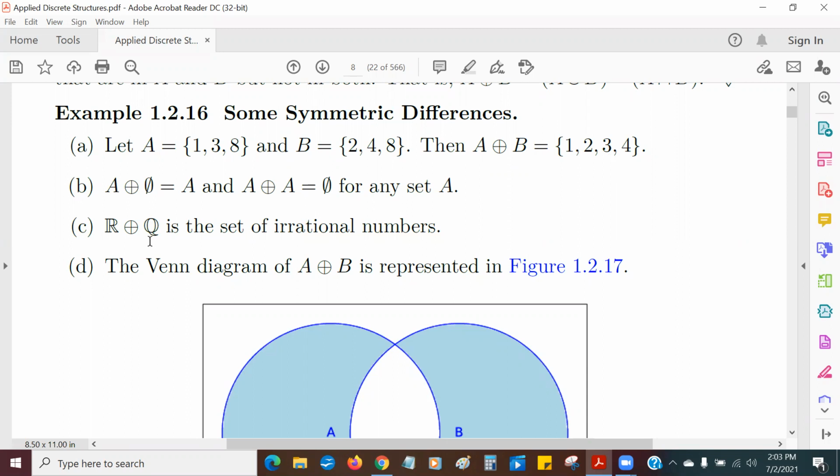The real numbers symmetric difference with the rational numbers is the irrational numbers, because it's all the real numbers which are not rational numbers. I'm sorry, it's the union of the real numbers and the rational numbers minus the intersection, but taking away the intersection is taking away all the rational numbers. You're left with just the irrational numbers.